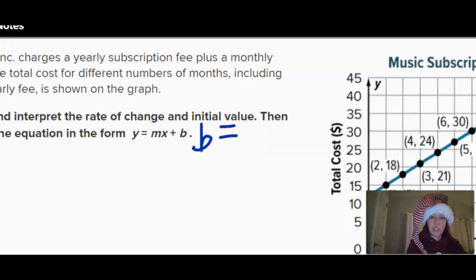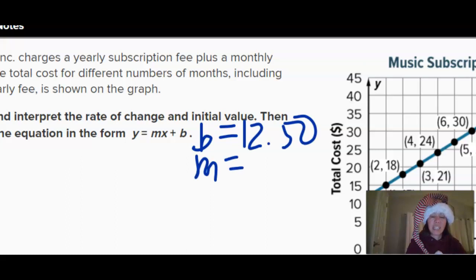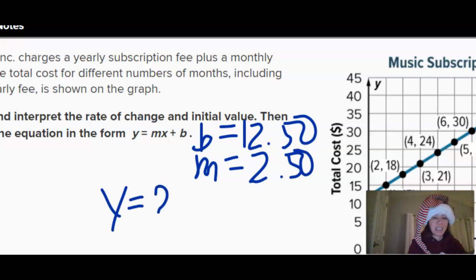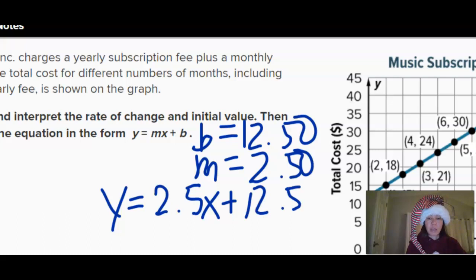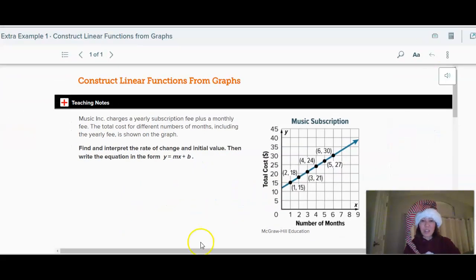B is $12.50, and our slope was 5/2, but in this case we wouldn't leave it as a fraction because we're wanting to write a function that makes sense. So $2.50 makes more sense. mx plus b. So $2.50 a month plus that $12.50 cost is how much it costs for this yearly subscription here. And this is our equation. And that's all we're doing for this one.